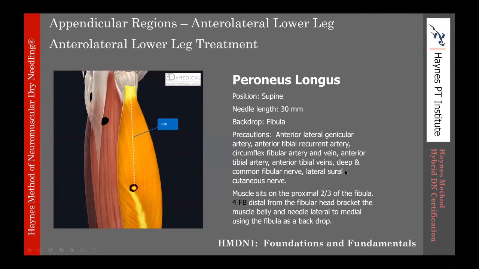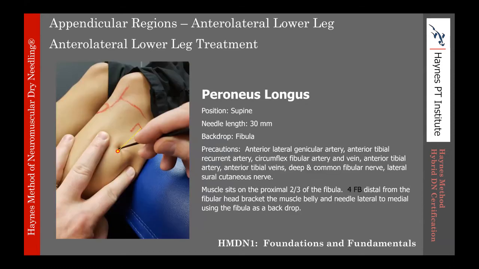Okay, now to the other peroneal muscles. The Peroneus Longus, it sits in the proximal 2/3 of the fibula, and we will be 4 finger breadths distal from the fibular head. We're going to bracket the muscle belly, and we'll needle lateral to medial using the fibula as a backdrop.